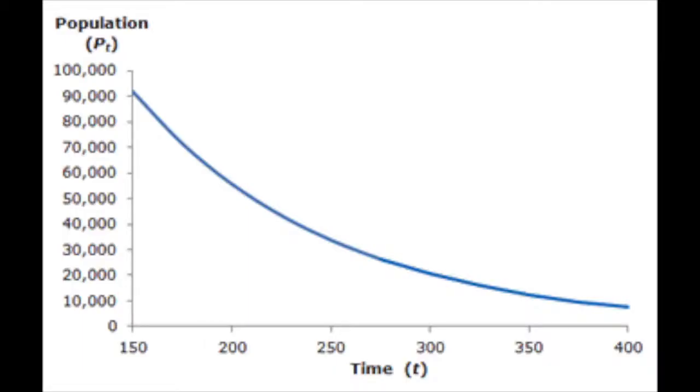And an example of exponential decay is when a population of a certain species is affected by a plague or a disease. The population of that species will decrease over a period of time.